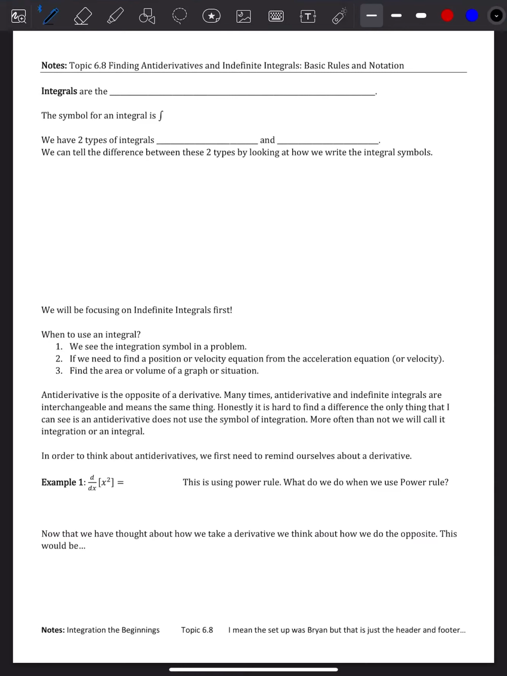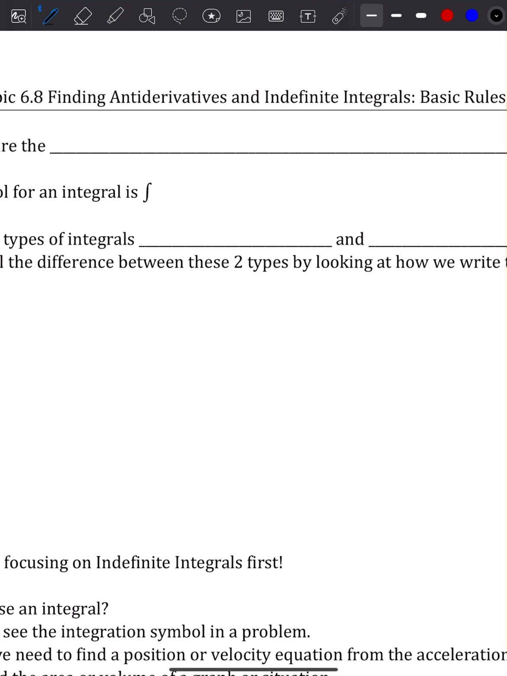Today we're going to be talking about antiderivatives and indefinite integrals. So this first part we've kind of already talked about a little bit, but it doesn't hurt to repeat. An integral is the area under the curve.